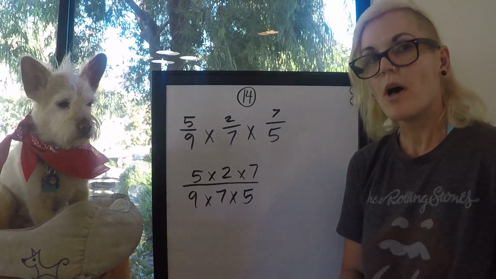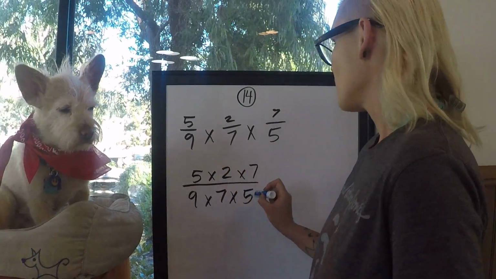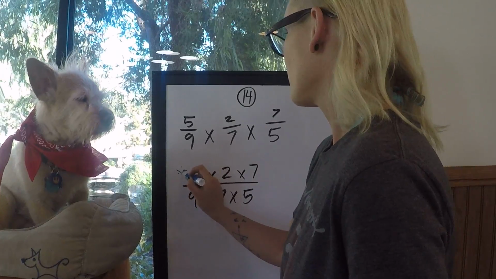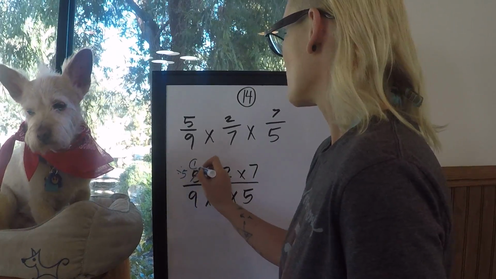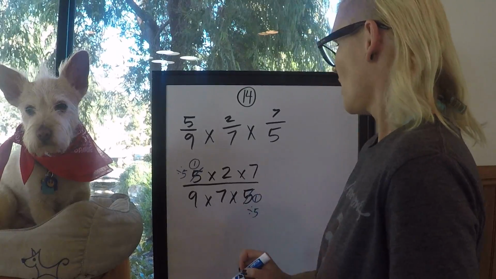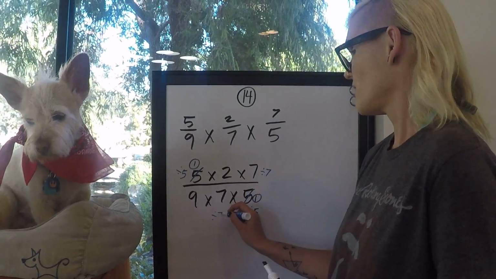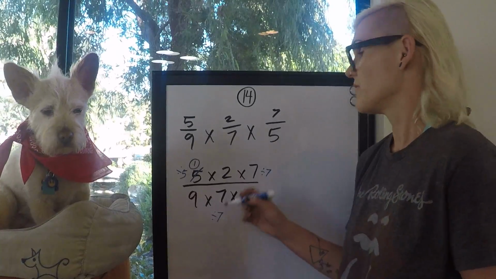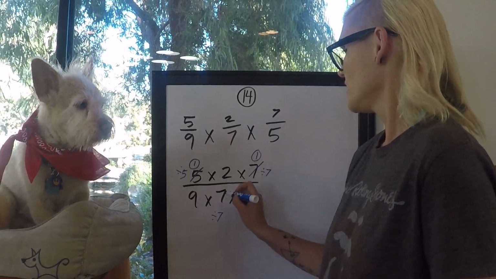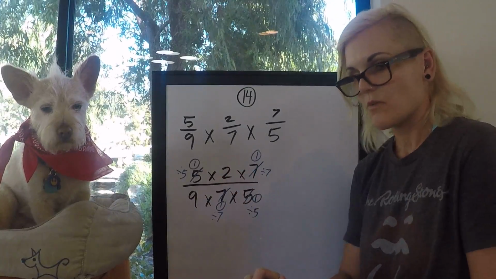All right, so top to bottom, looking for pairs that can divide evenly. 5 and 5 can be divided by 5. 5 divided by 5 is 1. 5 divided by 5 is 1. I also see that 7 can be divided by 7, and this 7 down here can be divided by 7. 7 divided by 7 is 1. 7 divided by 7 is also 1. 2 and 9, can't do anything with that.